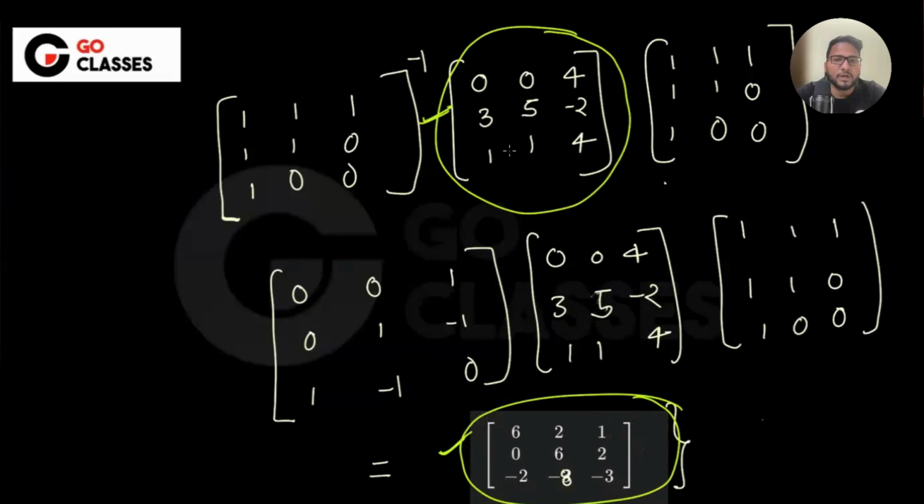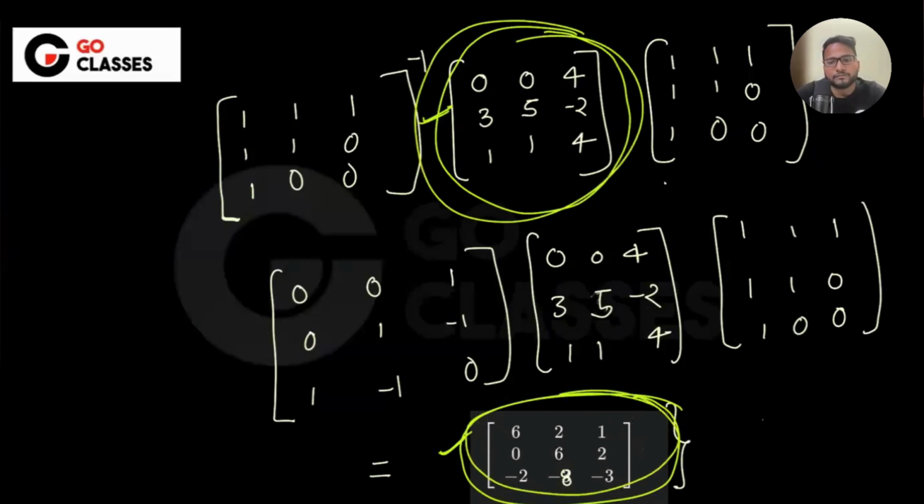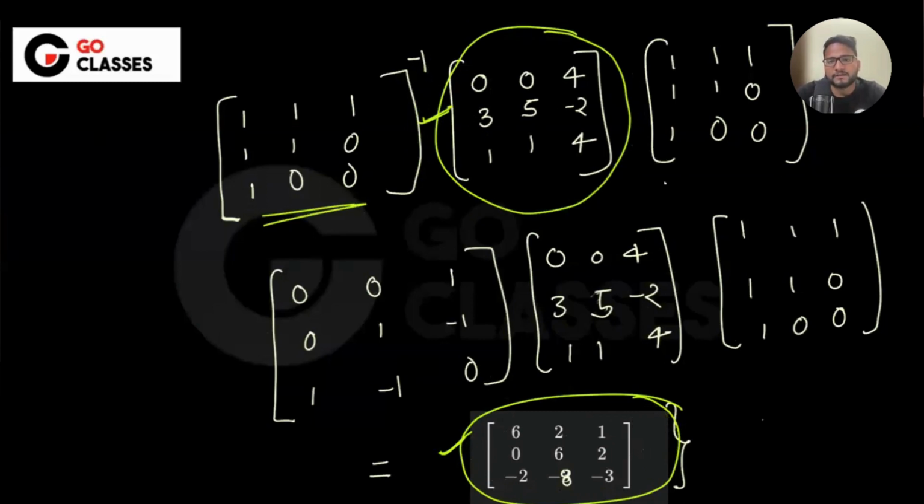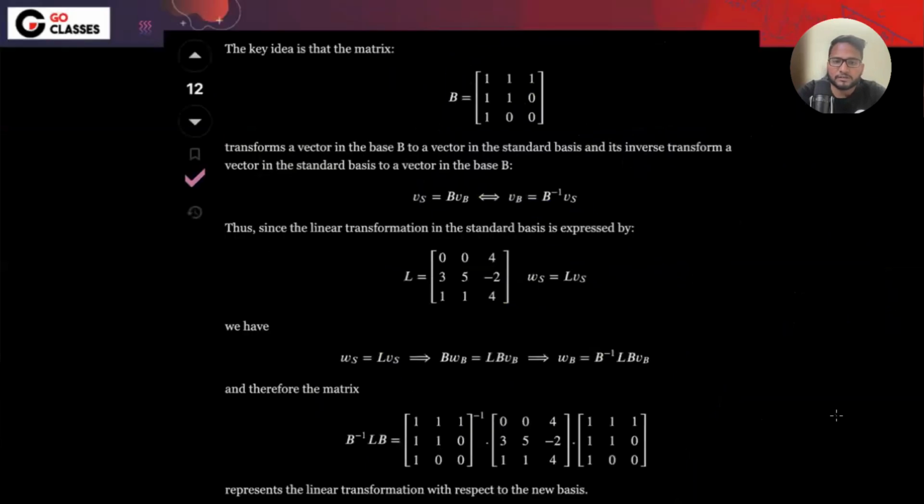What is the difference? This is doing the transformation in the standard basis. This is doing the transformation in some other basis. Okay, in some other basis. Okay, that is the only difference. But yeah, after multiplication, you will get this. Let's just check the answer. Okay, let's just check the answer.